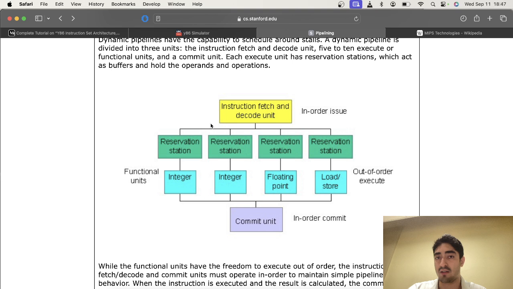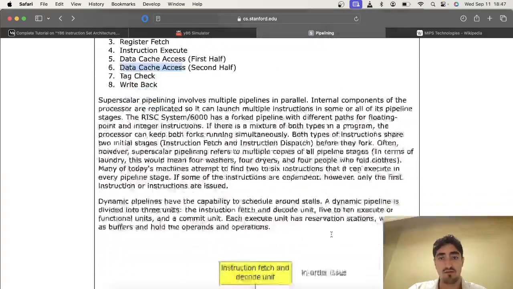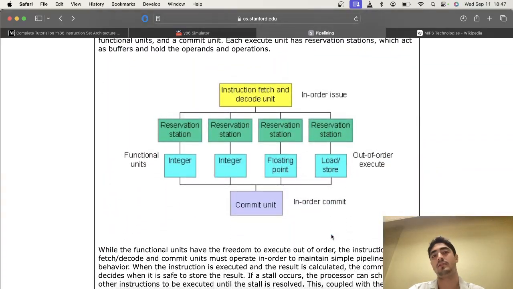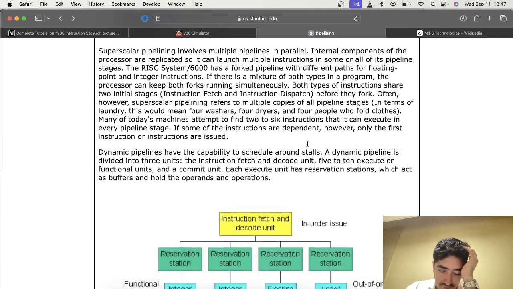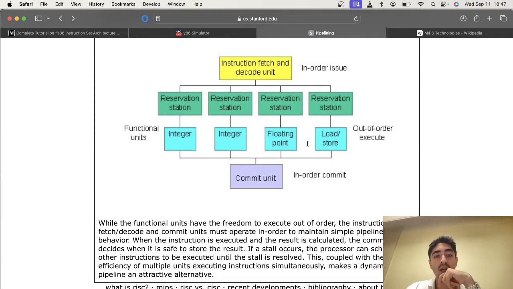Instruction fetch and decode units, so we have reservation stations, 4 of them, and then we have integer, floating point, load, and store. And then in-order commit, what is this? There is a commit. What is there? I saw the floating point. All right, we can move on for now.